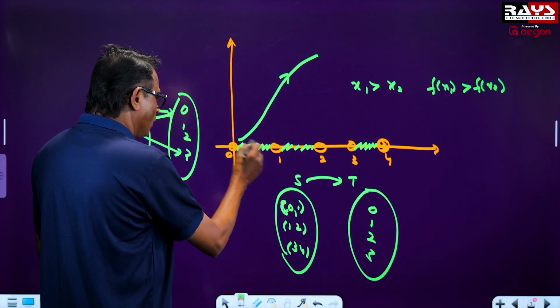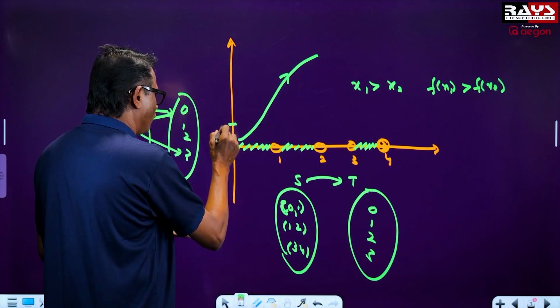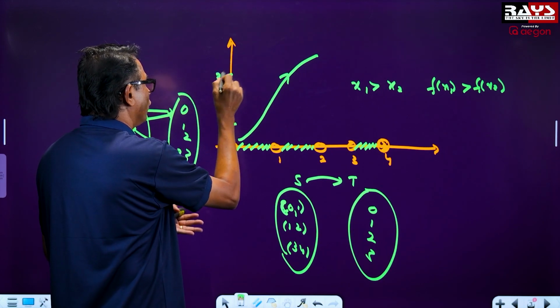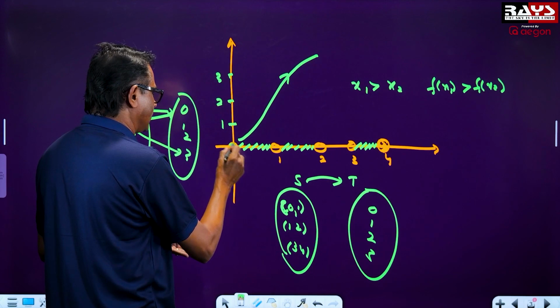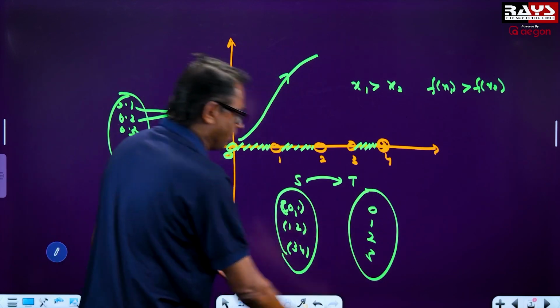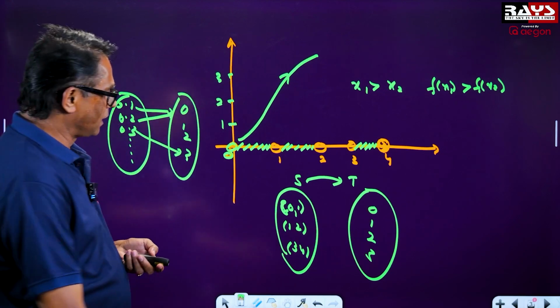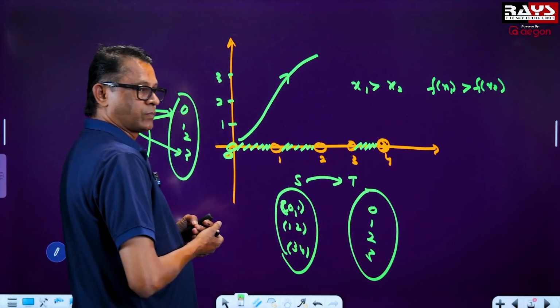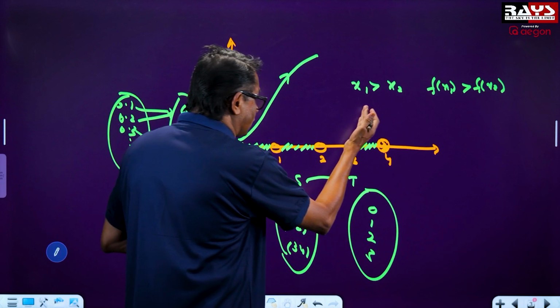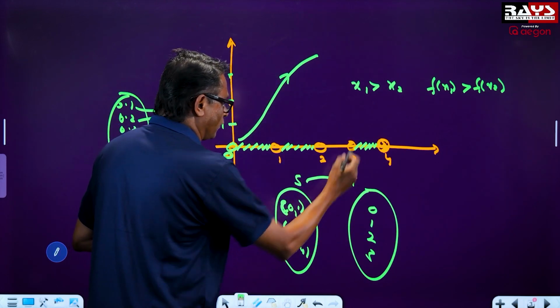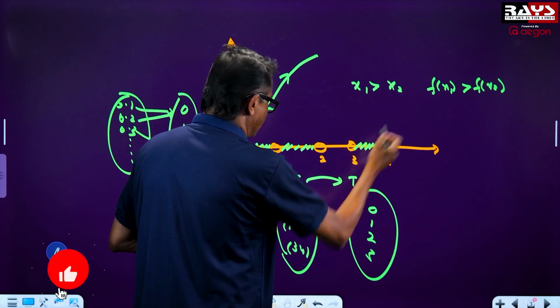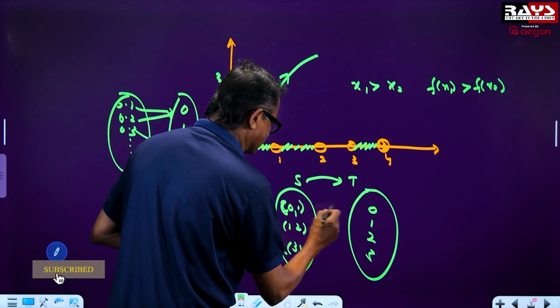We are given only 4 points: 0, 1, 2 and 3. Only 4 points are given as the elements on the right side, set T or the codomain. The codomain contains only 0, 1, 2, 3. So when x increases, suppose I take, for example, point 1, its image is suppose 0.